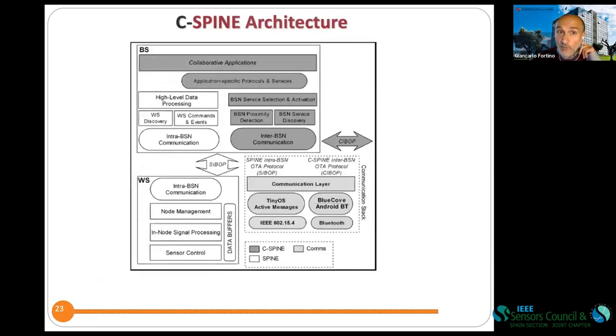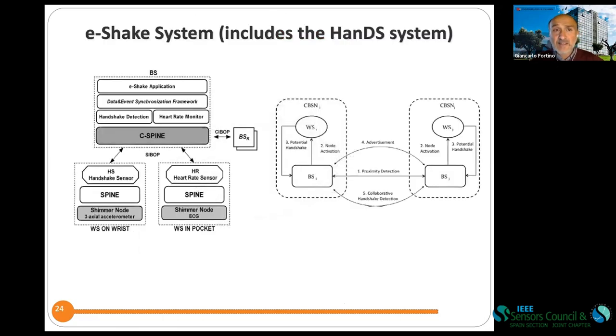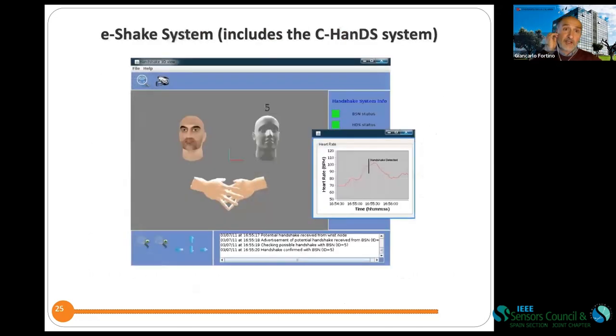One of such services that we implemented, this is the collaborative architecture of Spine. Of course, I will not go into details, but in the paper I suggested you can find more details about this infrastructure. Using this infrastructure, we were able to create the very first application allowing to detect a handshake between two people, not only the handshake, but also possible reaction from the heart viewpoint. Okay, so it's a kind of emotional reaction to the handshake.